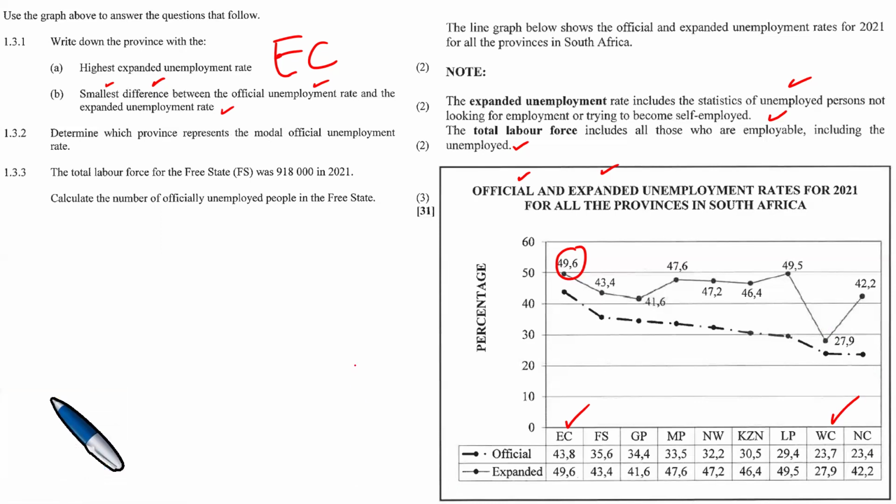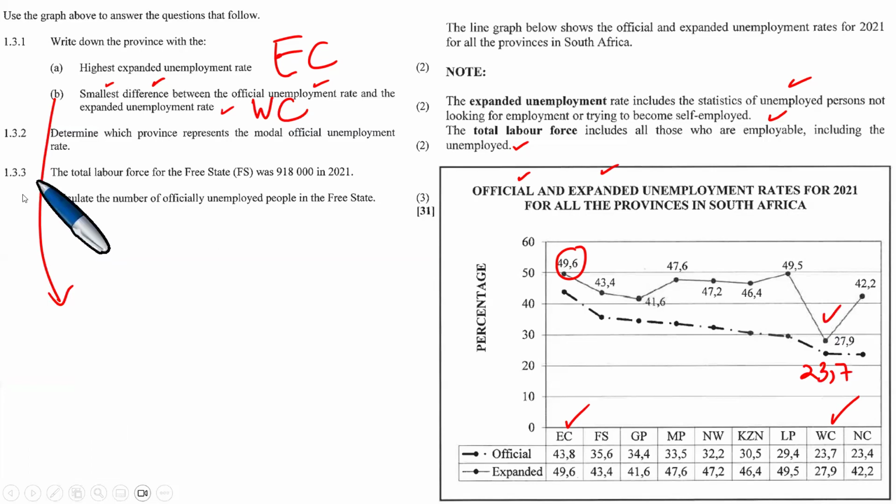In the Western Cape, you have 27.9 and then 23.7. To find the difference, we subtract. Anyway, we don't need the difference here. According to this question, we just need to write down the province with the smallest difference between the official unemployment and the expanded unemployment rate. It's the Western Cape.